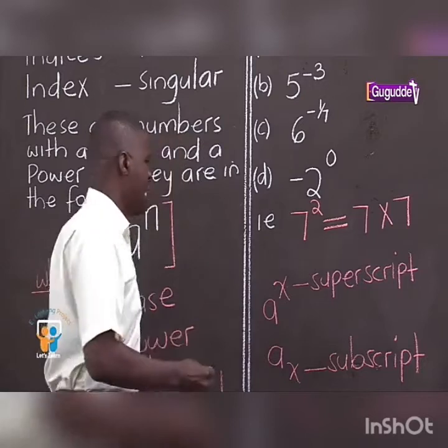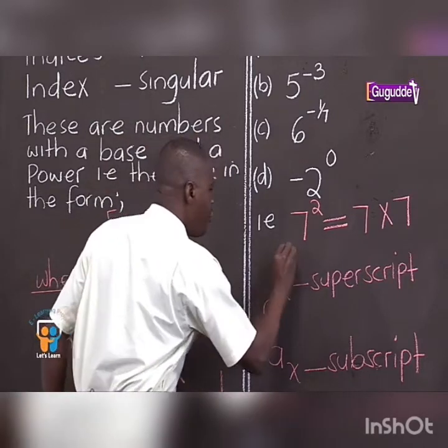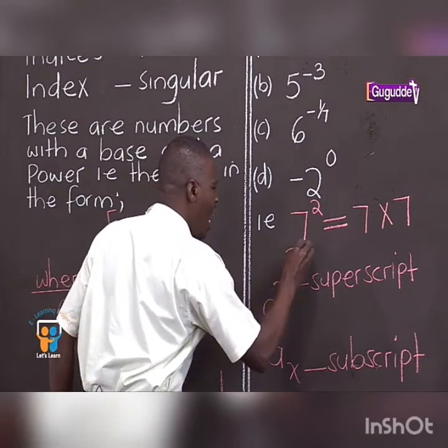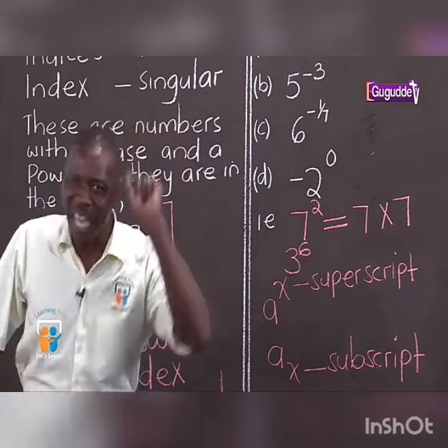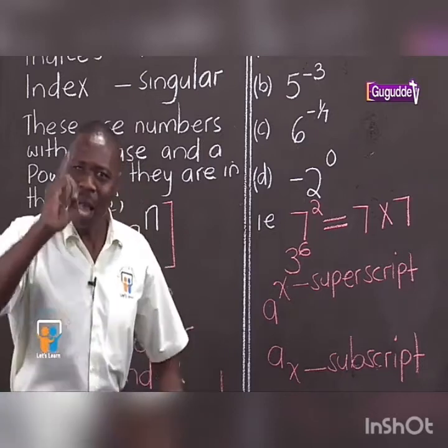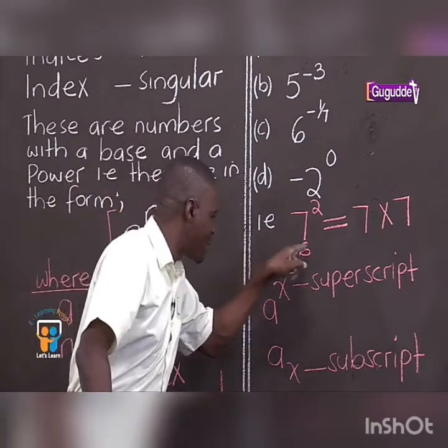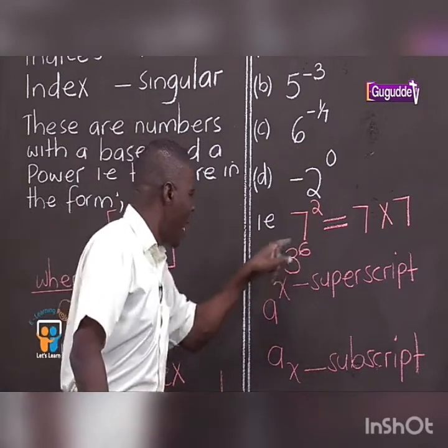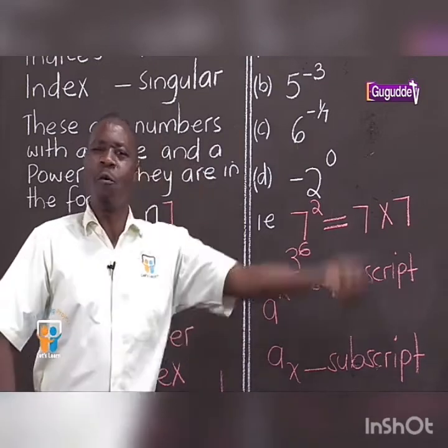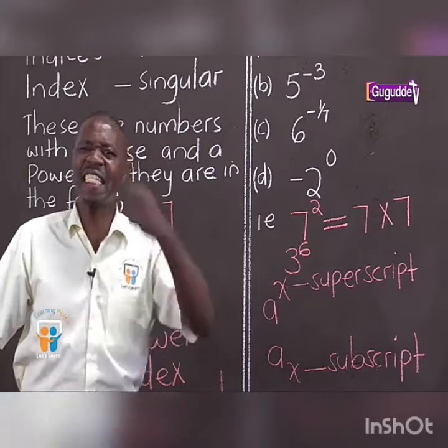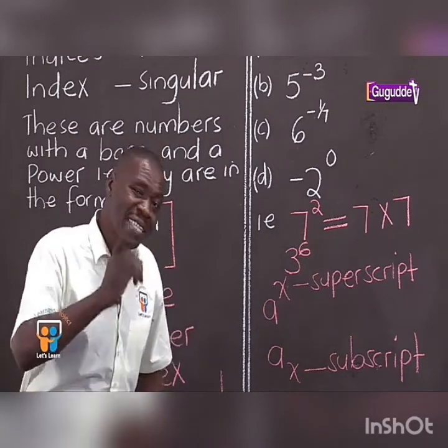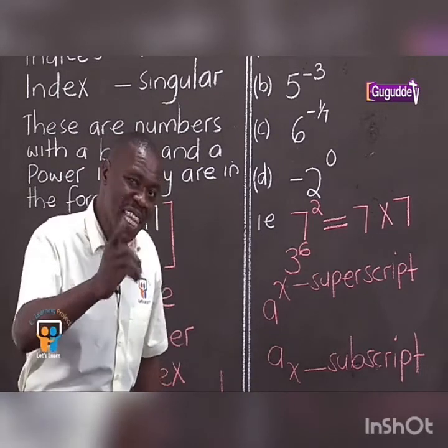Suppose we had 3 to the power 6. 3 to the power 6 cannot be 3 times 6. 3 to the power 6 simply means we are going to multiply the base, which is a 3, 6 times by itself, not by any other number.